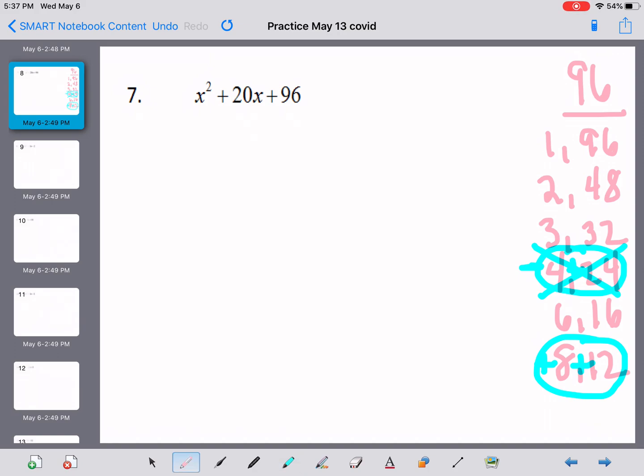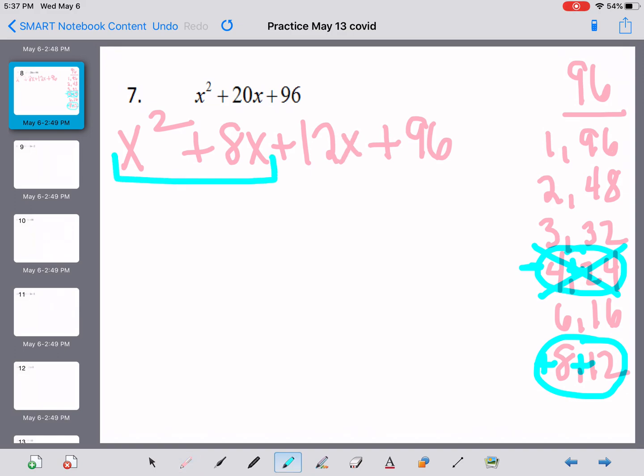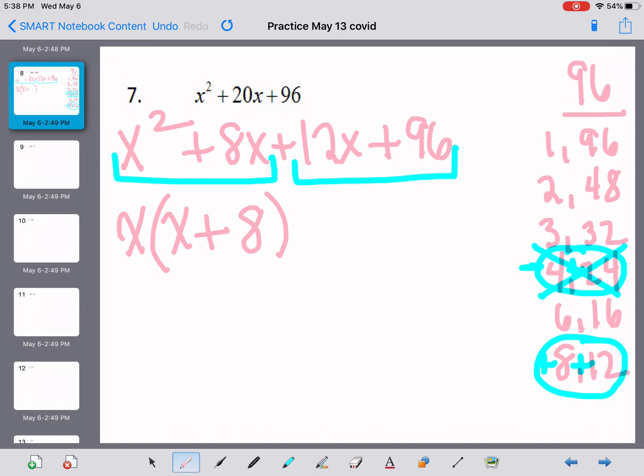And now what we're going to do is split the middle. So we've got x squared and the plus 96. And then we're going to have plus 8x plus 12x. And here's our group. And here's our group. Greatest common factor in the first group is x, the lowest exponent. X squared divided by x is x. We had two x's, we took out one. 8x divided by x is 8. We had one x, we took it out.